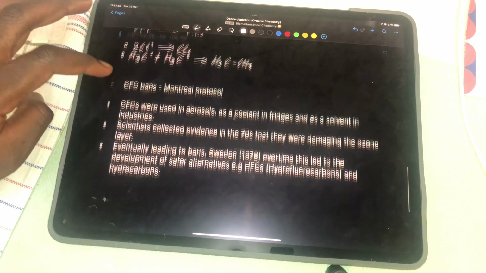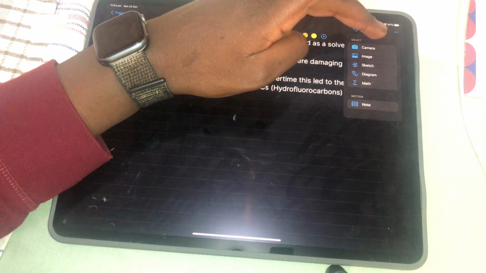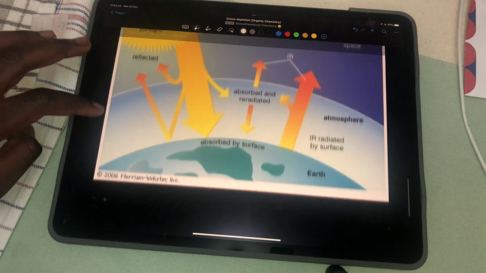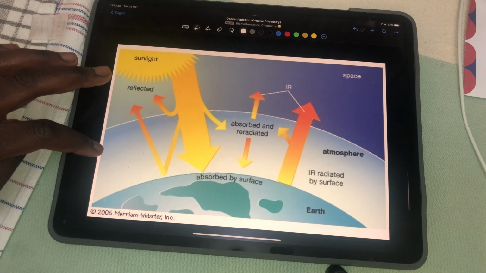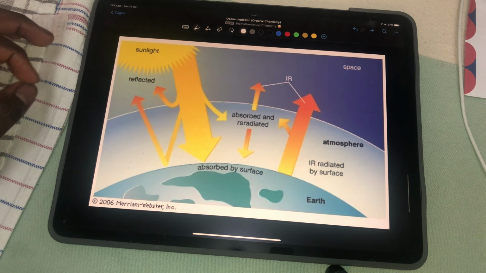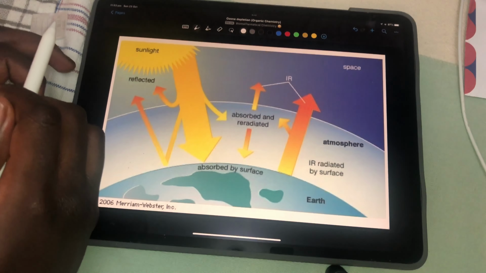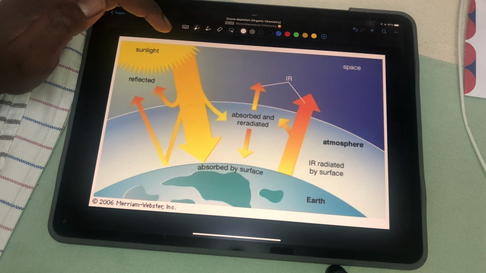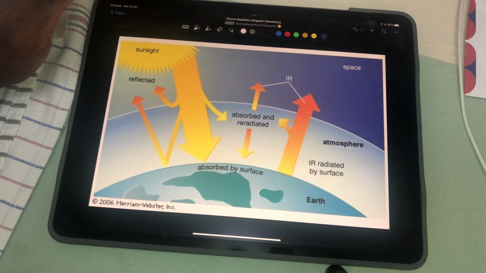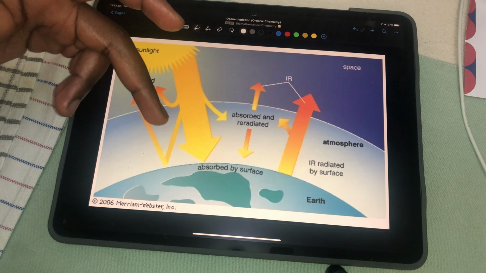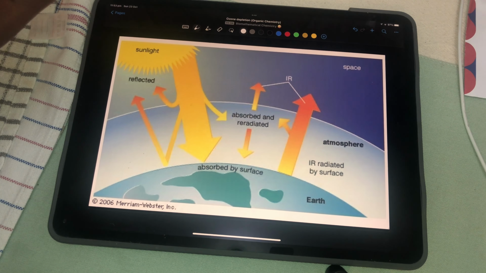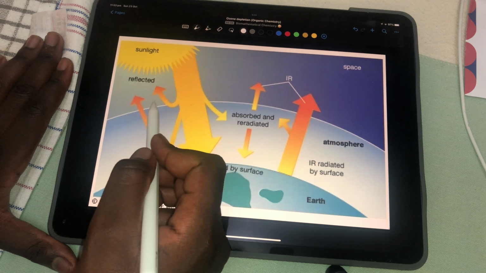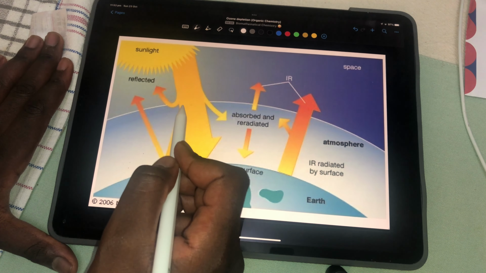I can just do it here anyway. I do have the image. Great. So it's taking you back to a little bit of GCSE physics, but you need to understand what these greenhouse gases do. They're good to an extent and bad to an extent. You have high frequency infrared radiation coming from the sun, and some of it passes into the Earth's atmosphere. Some of it gets reflected back out.